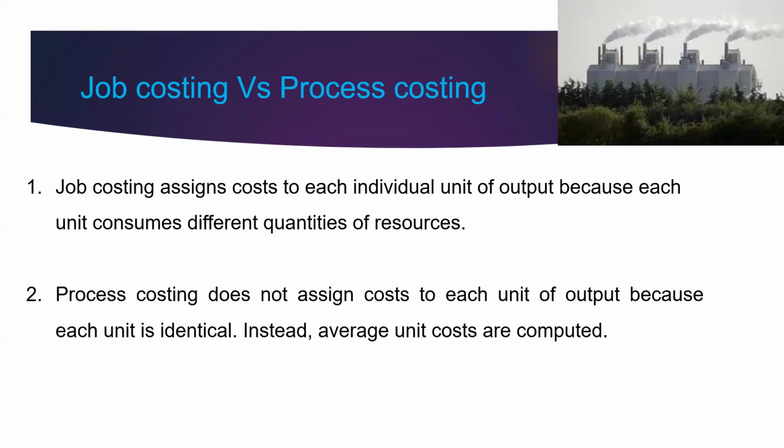Whereas process costing does not assign cost to each unit of output because each unit is identical. As I told you earlier, we are producing homogeneous products. All the products are the same. So we are not going to assign cost for each unit. Instead, we are going to take the average unit cost.